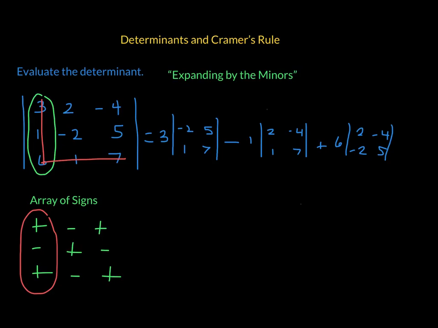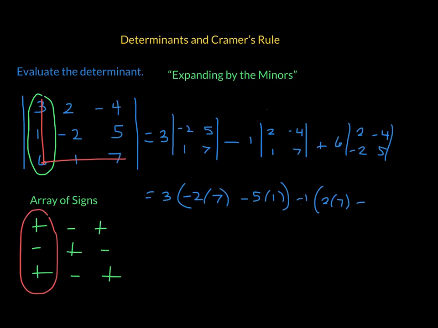Okay, so let's go for this. Let's evaluate. So this will be 3 times, remember it'll be AD minus BC, like that. Remember that from an earlier lesson. So it'll be 3 times negative 2 times 7 minus 5 times 1. Then it'll be minus 1 times 2 times 7 minus negative 4 times 1.